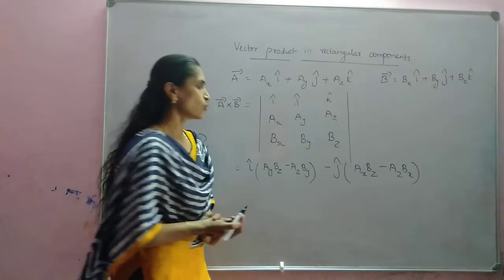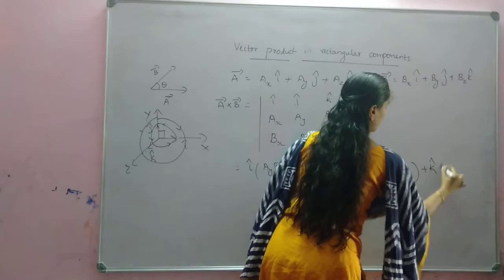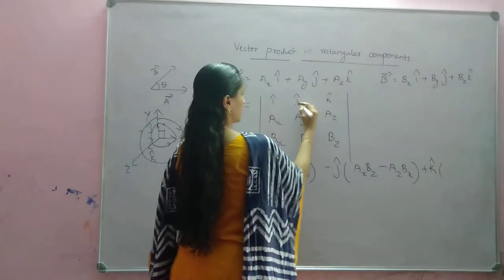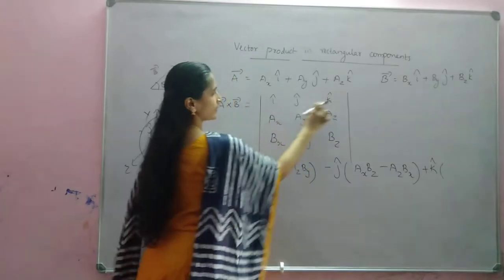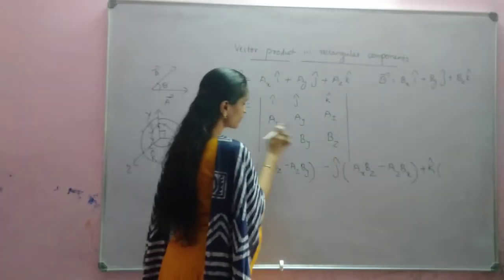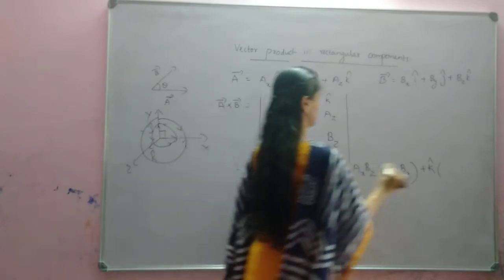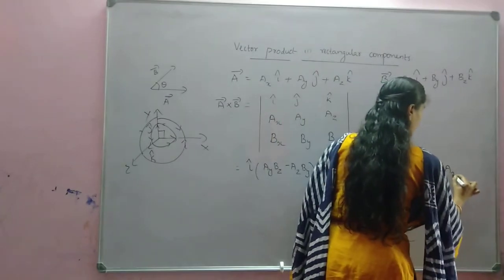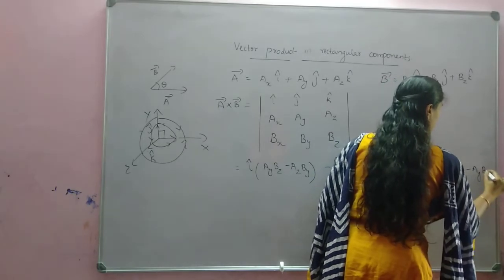Okay. Now the last part, what is it? Next step, positive plus K. This part is over. No need of considering this row and this column. Now what else is left? AX into BY minus AY into BX.